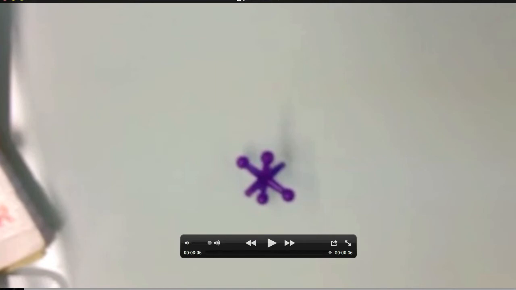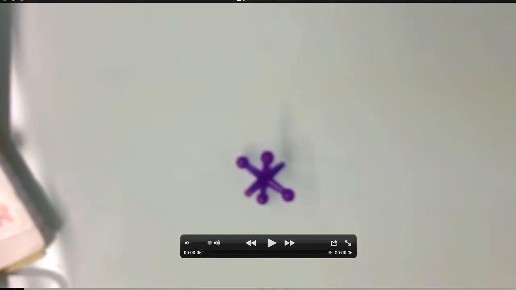Okay, now what you saw there was that as the jack was spinning, it sort of appeared to slow down and stop and then go backwards. Let me play it again. And I'll play it one more time.